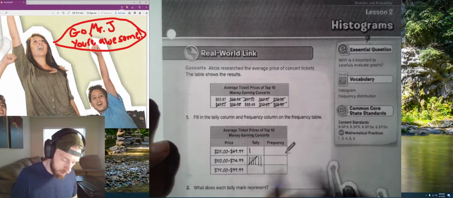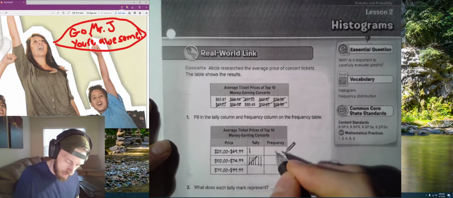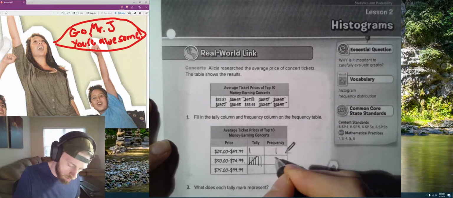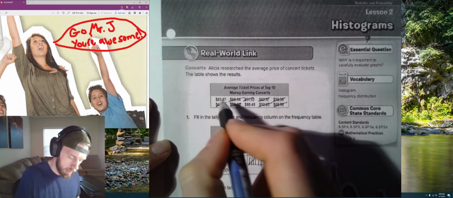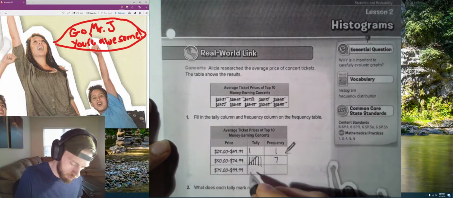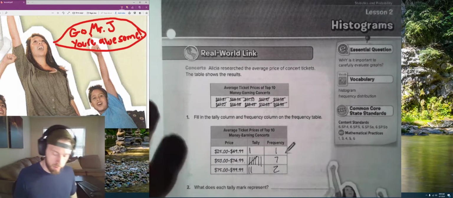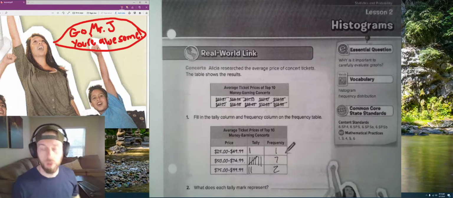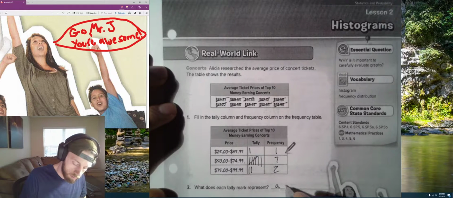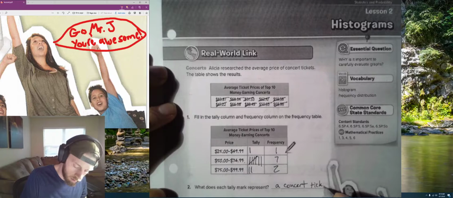We can put our frequency over here as the actual number. So we've got 1, over here we've got 7, and then we'll count the ones between 75 and 99.99 as 1 and 2. Two tally marks, frequency of 2. And each tally mark represents a concert ticket.